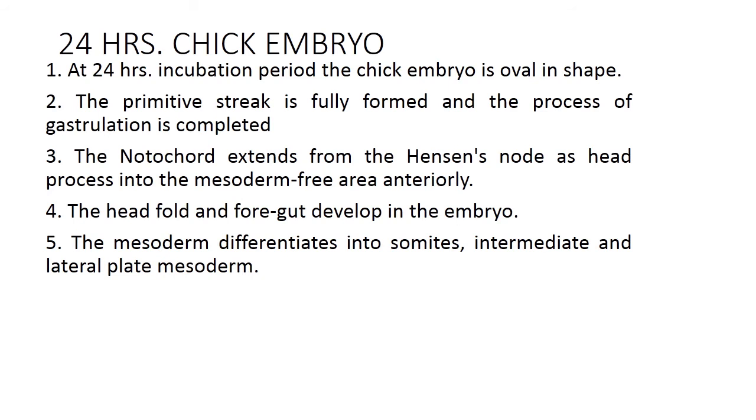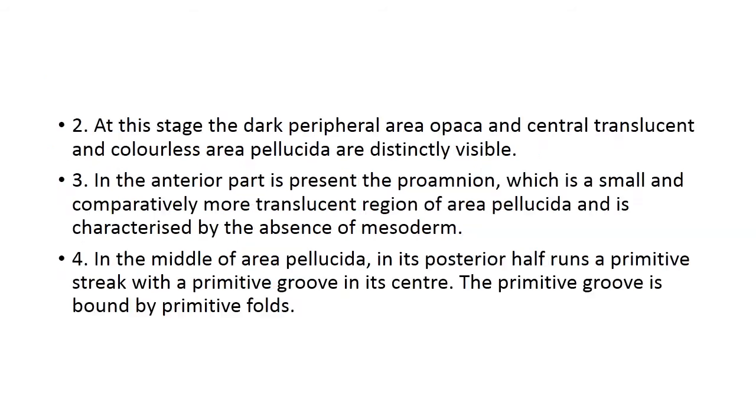24-hour chick embryo. At 24 hours incubation period, the chick embryo is oval in shape. The primitive streak is fully formed and the process of gastrulation is completed. The notochord extends from the Hensen's node as head process into the mesoderm free area anteriorly, the pro-amnion zone. The head fold and foregut develop in the embryo. The mesoderm differentiates into somites, and by 24 hours you will get somewhere around 4 pairs of somites.